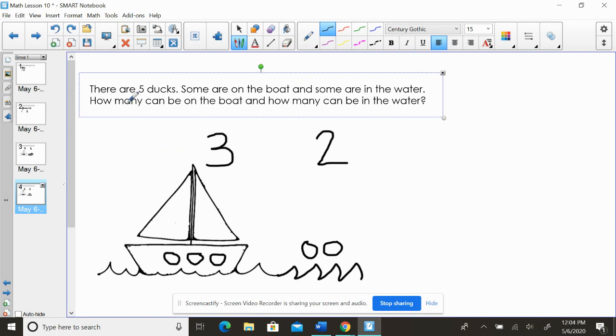Now, just like in the other problems where you draw your line, you might not have the same numbers as somebody else because there are different ways we can make 5 by putting different numbers together. So if your work looks different than someone around you, or if it looks different than mine, that's okay, as long as your total number of circles or ducks match the total number in the problem.